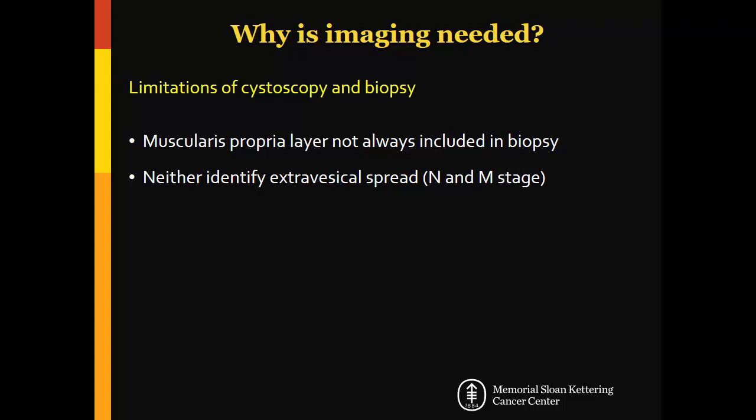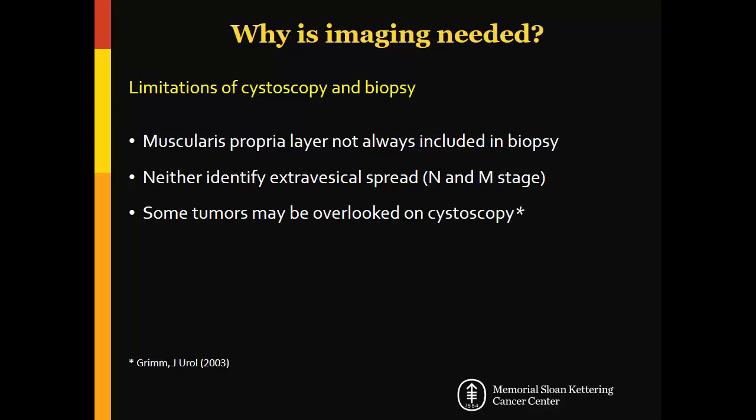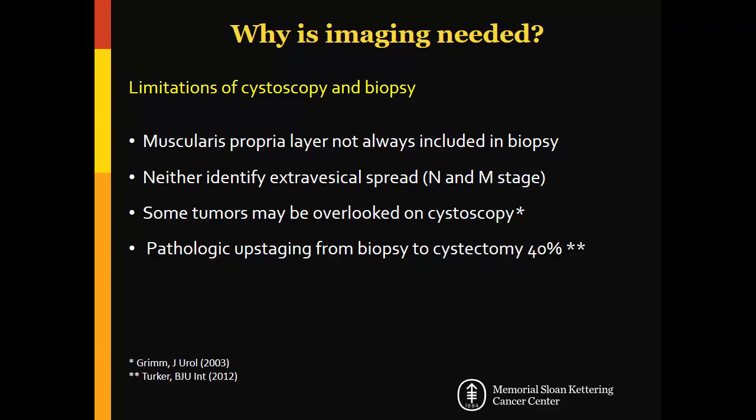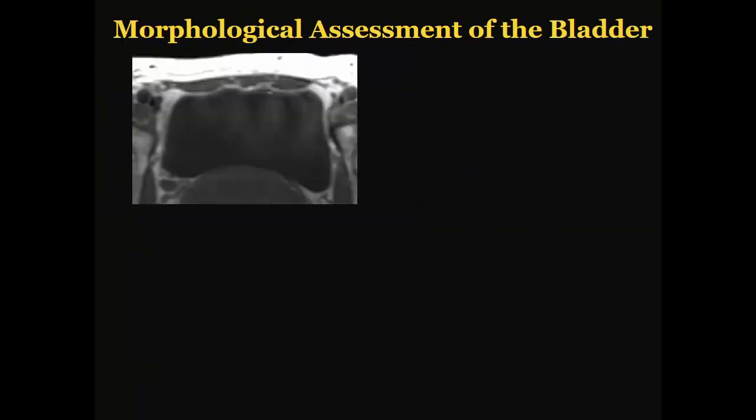There are other limitations of the cystoscopy and biopsy approach. Neither of them, for obvious reasons, can tell us anything about extravesical spread, nodal spread, or metastatic disease. The cystoscopy is not perfect, so some tumors may be overlooked when it's performed. And a well-known fact is that, perhaps for the same reason that urologists are careful not to perforate the bladder wall when performing a biopsy, pathologic upstaging from biopsy to cystectomy is common and occurs in up to 40% of cases.